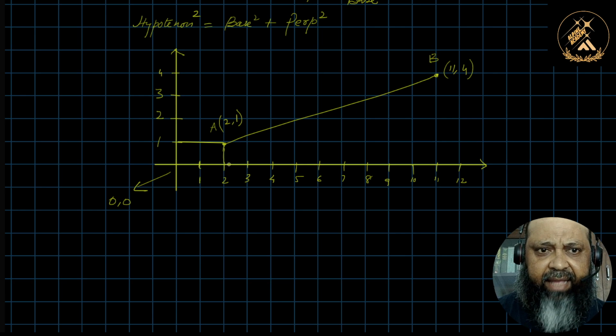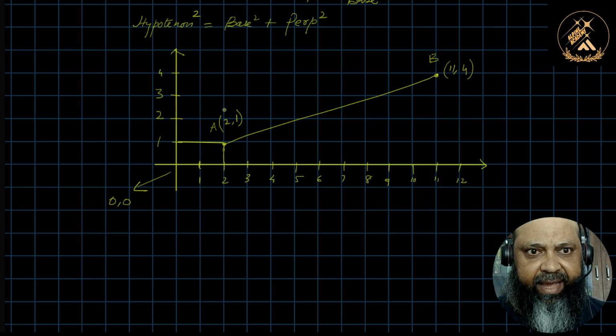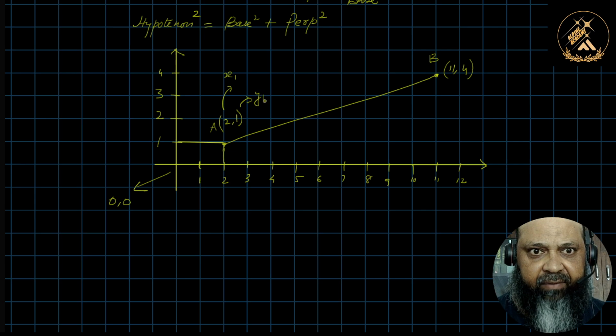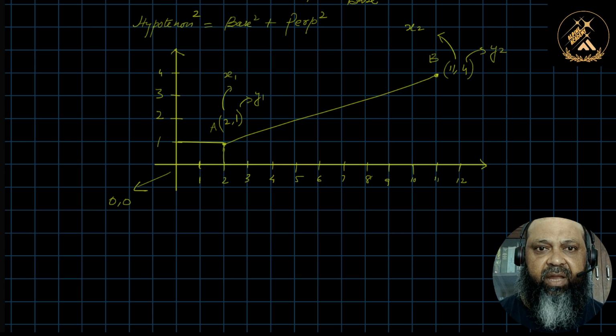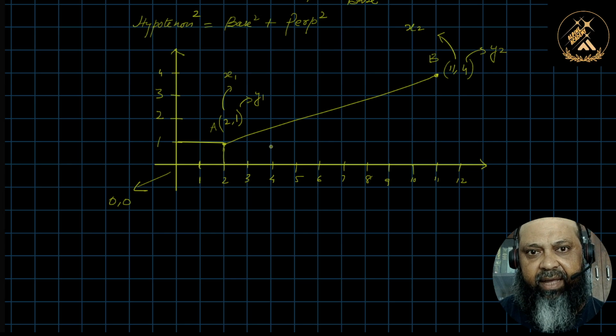So I can say that this is also having x, so I can use x1 for it. And the y I can mark as y1. And same thing I can do over here. That I can say as x2 just to differentiate them. And this is the y2. All right. Now let's apply the Pythagoras theorem.